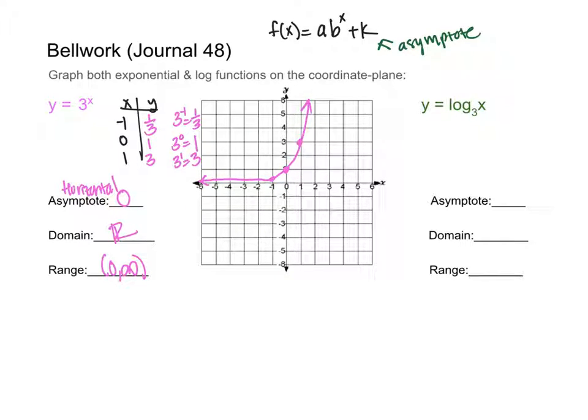All right, let's take a look at the log function. If you remember when we were graphing logs, here's the thing: with logs, we can't graph them directly. So what we have to do is change them to exponential. Let me write a note here: to graph logs, you have to change to an exponential form.